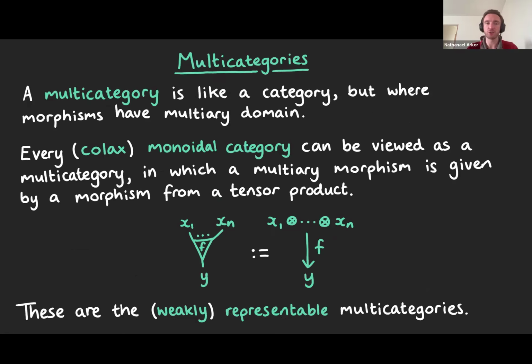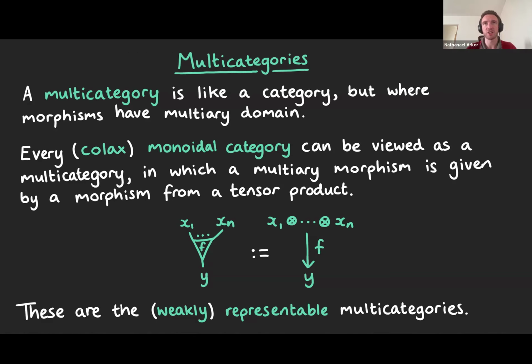Let me just remind you what a multicategory is. A multicategory is just like a category, but our morphisms can have multiple objects in the domain. That's really the only difference. In particular, if we have a monoidal category, we can view it as a multicategory, and we define a multimorphism from x1 through to xn to some object y as an ordinary morphism from the iterated tensor product x1 tensor dot dot dot tensor xn to y. And this defines a multicategory.